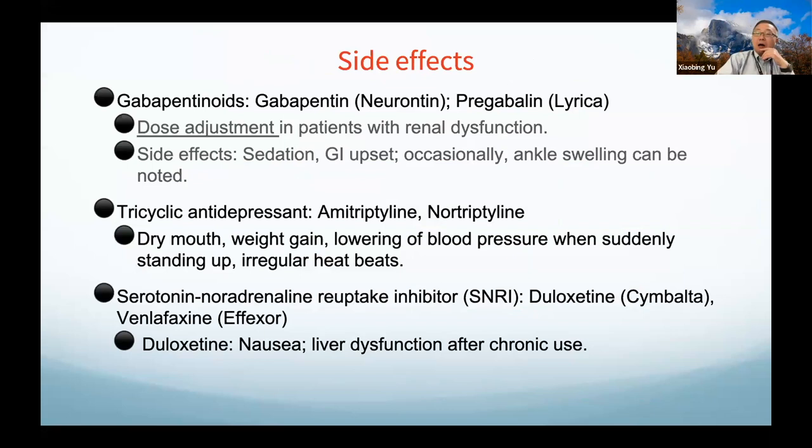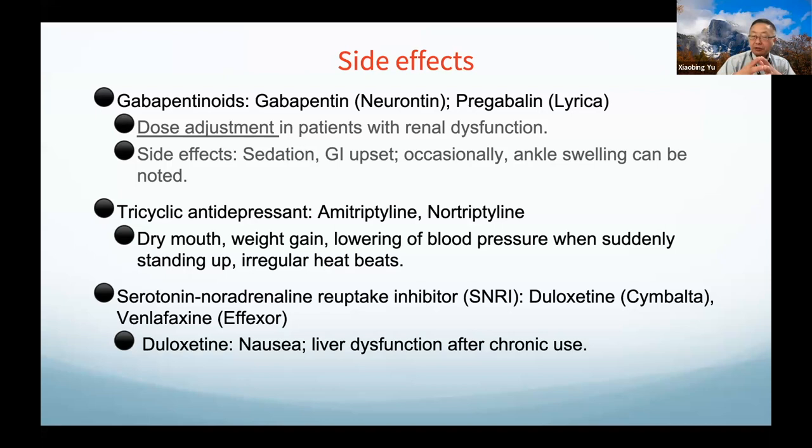So often the side effect, the gabapentin and pregabalin is probably better tolerated. However, it is metabolized through the kidney. So if someone has end-stage renal dysfunction, you have to carefully adjust the dose, cut down the dose significantly. We often tell the providers locally, if someone has end-stage renal disease, the maximum daily dose of gabapentin is only about 100 milligrams. It does cause sedation and GI upset.